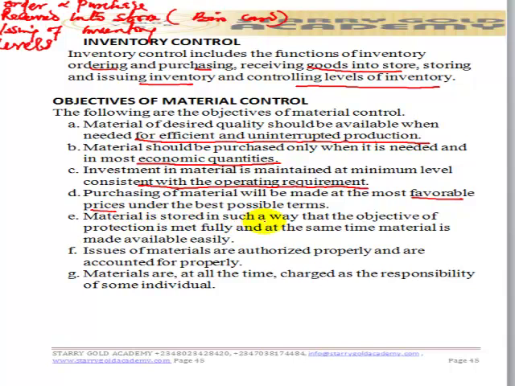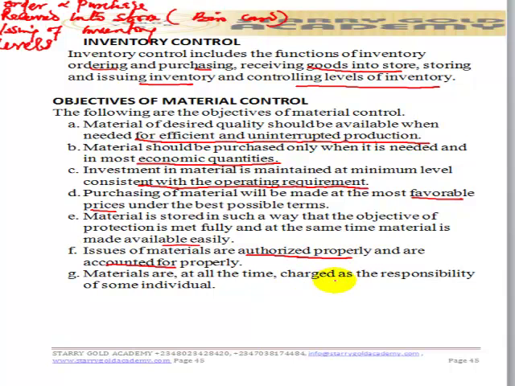Material is stored in such a way that the objective of production is met fully, and at the same time material is made available easily. So availability, issues of materials are authorized properly and accounted for. So objective here is to ensure that there is authorization and accounting.